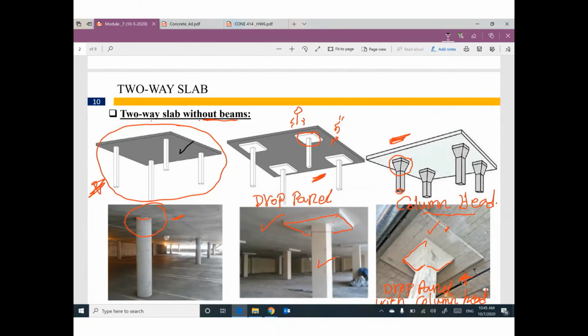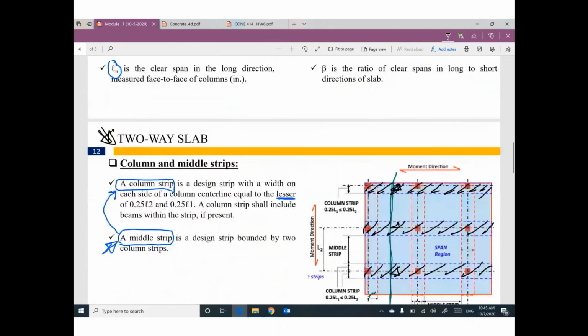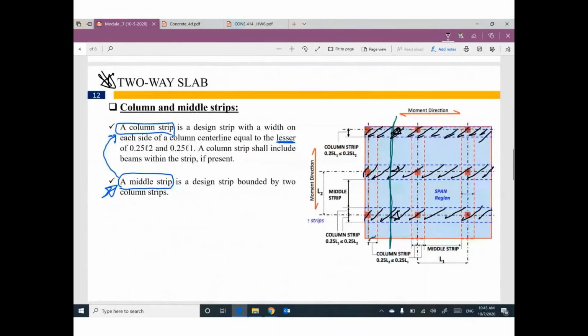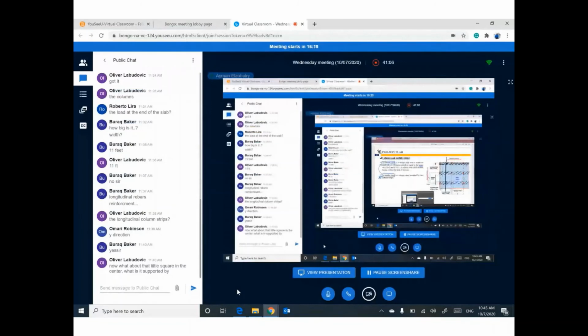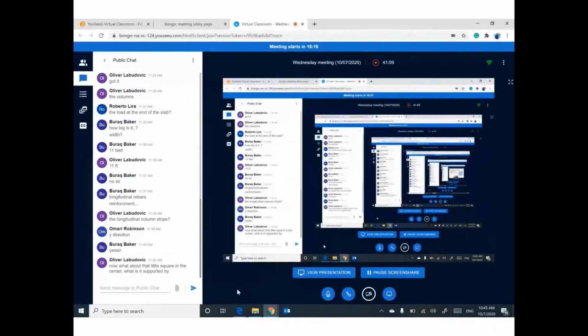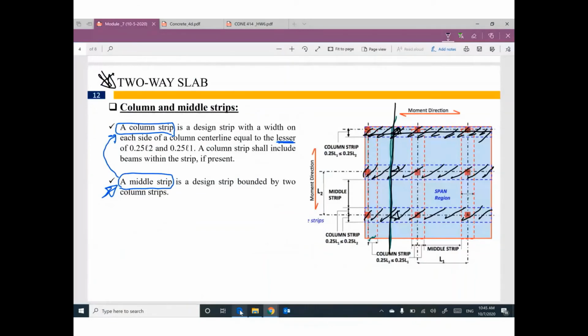But which column strip? The column strip in this direction supports the middle strip in the opposite direction. Little square? Which square? This one? You are talking about this one? It's not a little square. This one is a part of this strip.